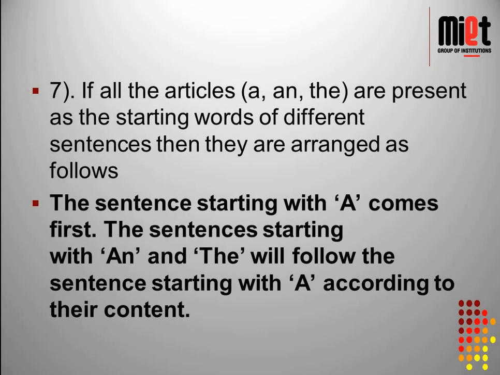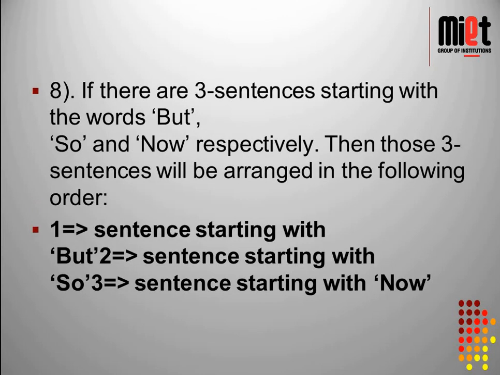If all the articles a, an and the are present as the starting words of different sentences, then they are arranged as follows. The sentence starting with a comes first. The sentences starting with an and the will follow the sentence starting with a according to their content. If there are three sentences starting with the words but, so and now respectively, then those three sentences will be arranged in the following order. First, the sentence that starts with but, the second sentence that starts with so, and the third sentence which starts with now.